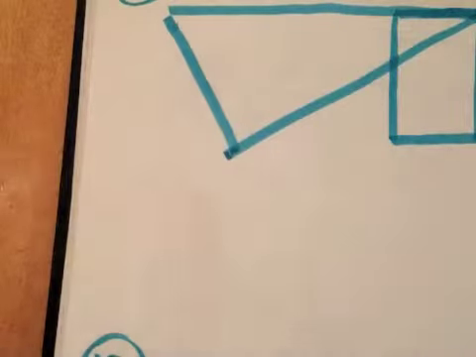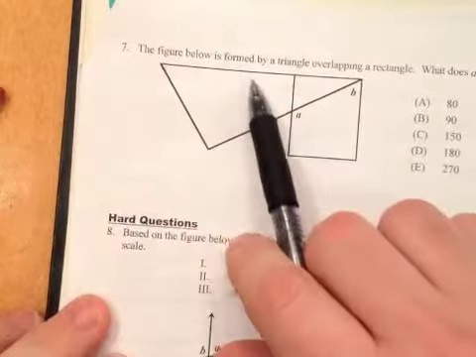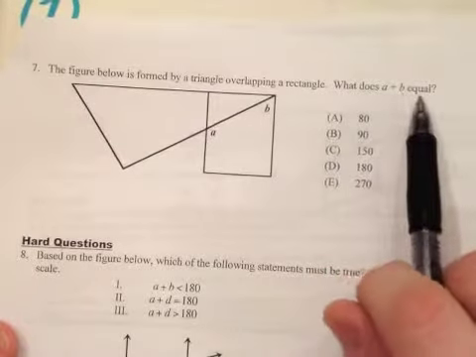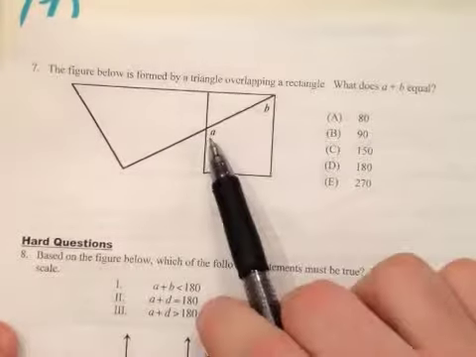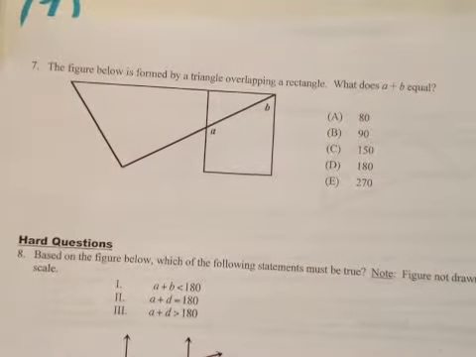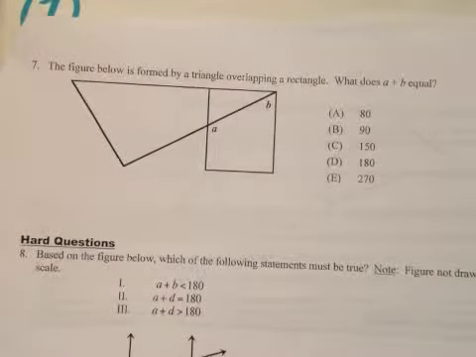The first one is number 7. It says that the figure below is formed by a triangle overlapping a rectangle. What does A plus B equal? There's A, there's B, and here's our choices. There's actually a couple different ways to do this. I'll show you both. The first one is to remember the rules of transversals.